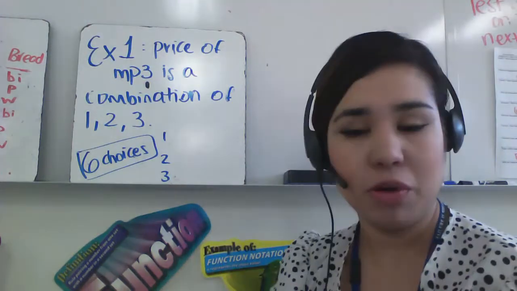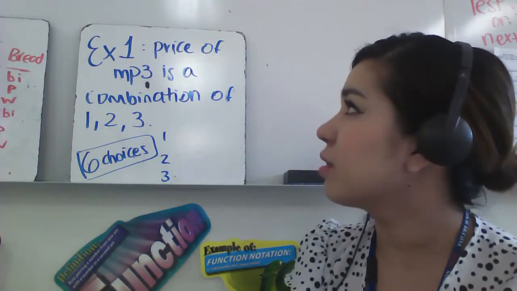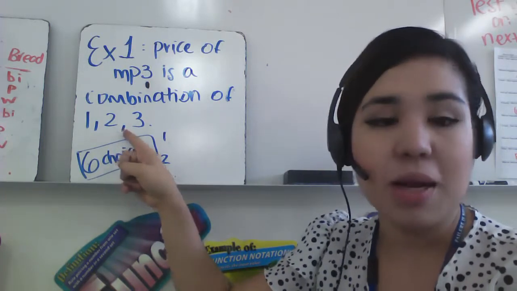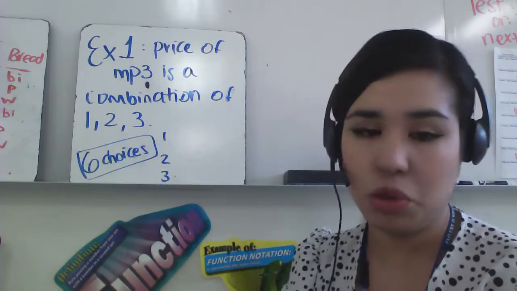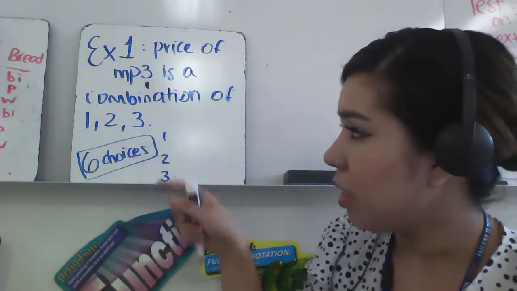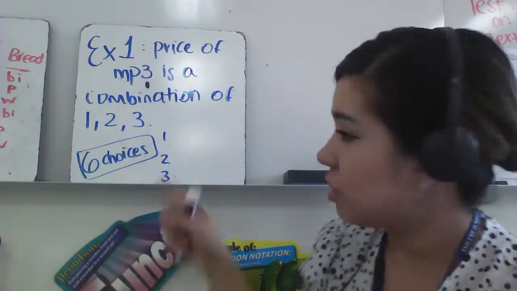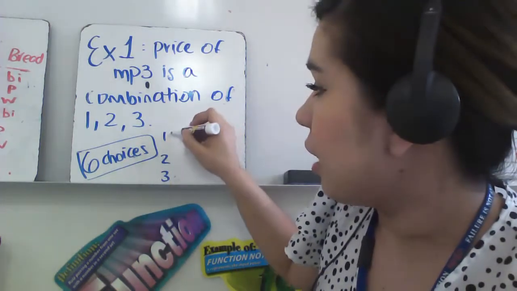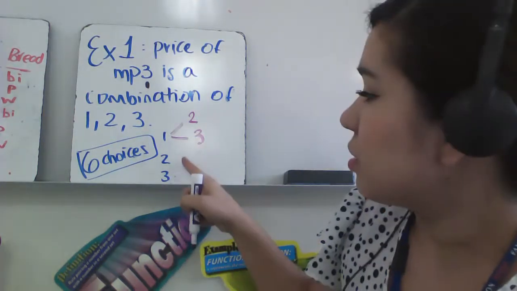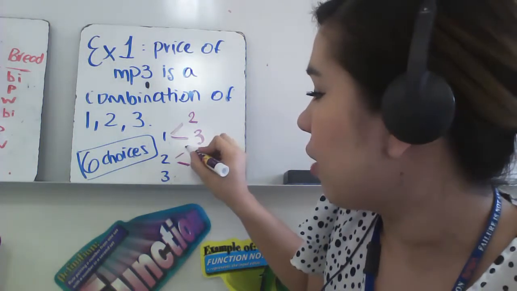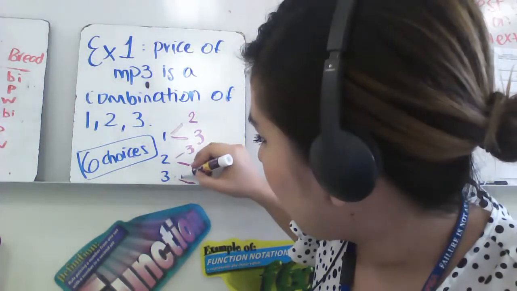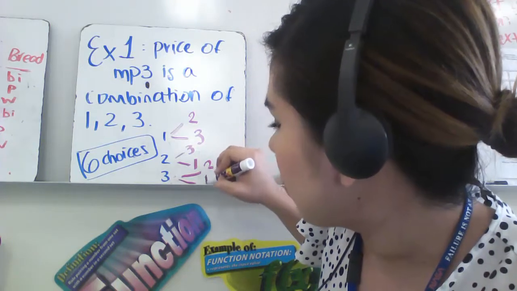In example 1 of your notes, they say that the price of an MP3 is a combination of the numbers 1, 2, and 3. Now they do say that the 1, 2, and 3 cannot repeat within itself. Therefore, I wrote 1, 2, and 3, and I'm going to write what's my next choice. Since I already used 1, I can get the number 2 and the number 3. In the second one, since I used 2, I can have 3 or 1.